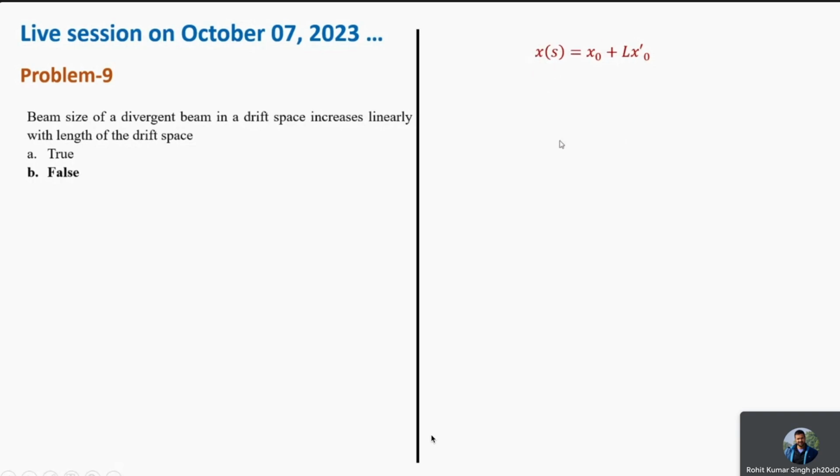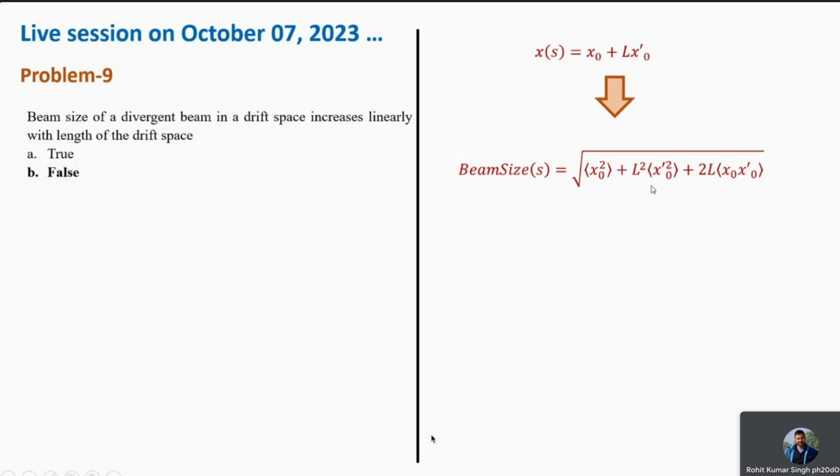So for a large number of particles, the first thing you can do is go for RMS values. Obtain the RMS value and you will get the beam size. So the RMS of x square will give the beam size, meaning spread. When you take the RMS value of the right-hand side, you will get x naught square plus L square x naught prime square plus twice L x naught x naught prime. And now you can see the beam size doesn't increase linearly with L. It is some kind of higher order equation.